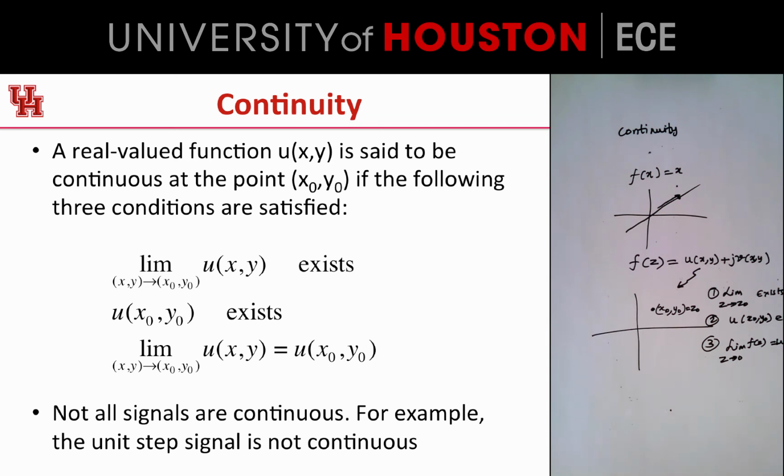Now, not all signals and systems are continuous. Sometimes we'll run into some discontinuous ones, and we'll talk more about them during the semester. For example, the unit step function is not continuous. If we look at the function u of t, at the point t equals 0, it suddenly jumps from the value 0 to the value 1. It's not continuous at 0. But it's continuous here, and it's continuous here, but not at 0.